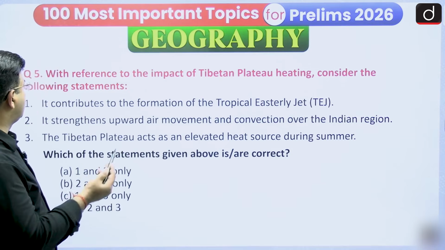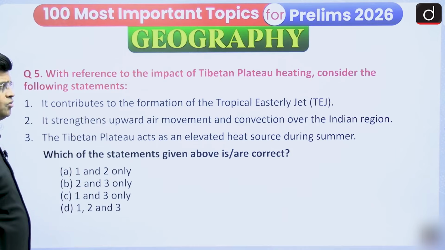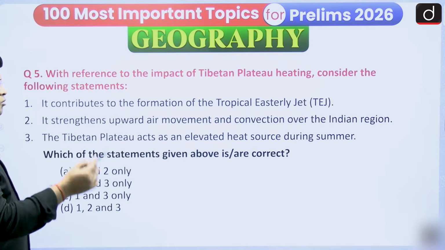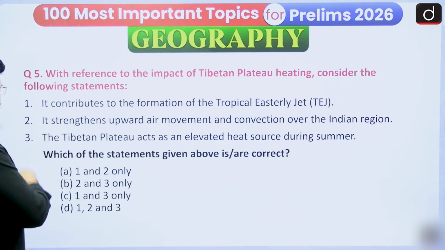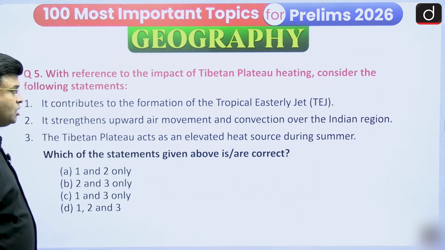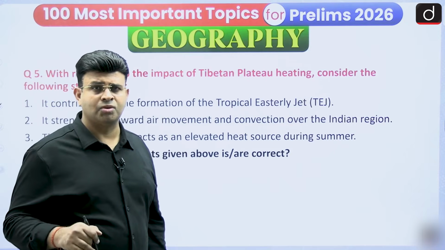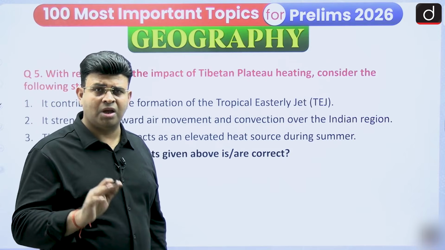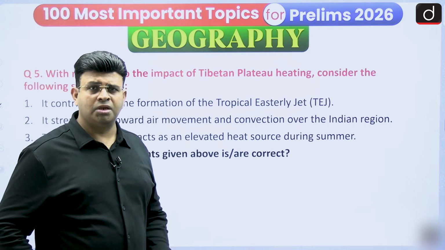And with reference to the impact of Tibetan Plateau heating, consider the following statements. It contributes to the formation of tropical westerly jet stream. Yes, you have to say whether it is right or wrong. It strengthens upward air movement and convection over the Indian landmass or Indian region. Yes, you have to say whether it is right or wrong. The Tibetan Plateau acts as an elevated heat source during the summer. So, you have to see that and give the answer, and I am waiting for your answers in the comment box. Please give your answer and your ideas, and show how much you are understanding.